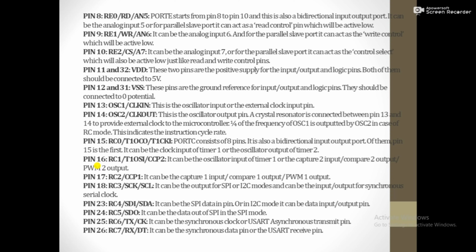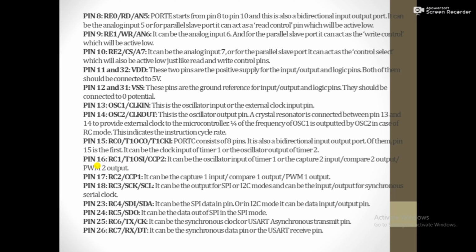The VDD pins, pin 11 and 32, are the positive supply for input, output, and logic pins. And pins 12 and 31 are VSS, the ground reference for input, output, and logic pins. They should be connected to zero potential. Pin 13 is OSC1, the oscillator input or external clock input pin. Pin 14 is the oscillator output pin, and pin 15 is port C, which consists of 8 pins. It is a bidirectional input output port.